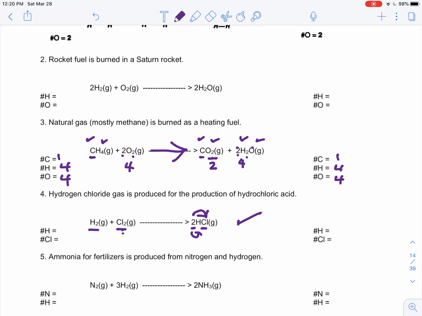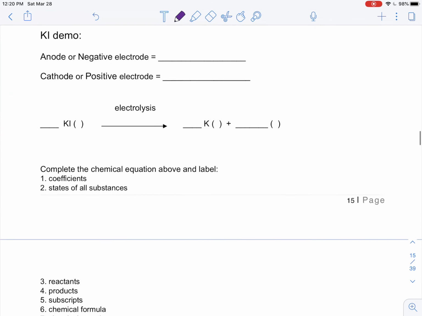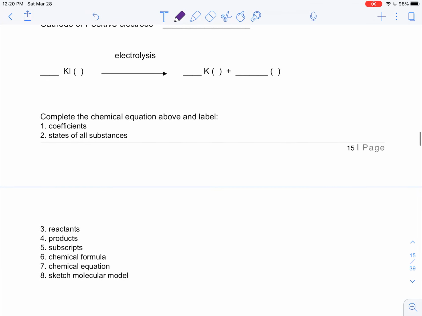Let's move on to the bottom of page 15, where we have the KI demo that was showing you a formula for KI that was going to react if you added electricity, and what this was going to make was actually iodine in a glass petri dish. Unfortunately, I can't show you this, but it's a really great way to review the parts of the equation.